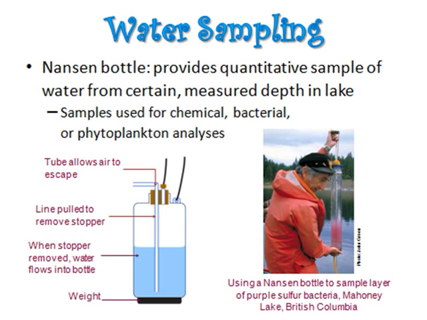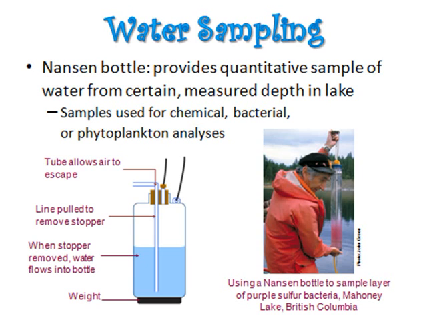Nansen bottles let you get water samples from certain depths in lakes, and they allow you to do it without disturbing the water too much. What you'll see is you have a tube that allows air to escape so that as the bottle fills with water, the air can leave. When you're ready to collect, you remove the stopper and water's going to flow in.